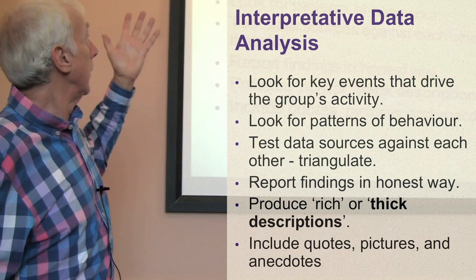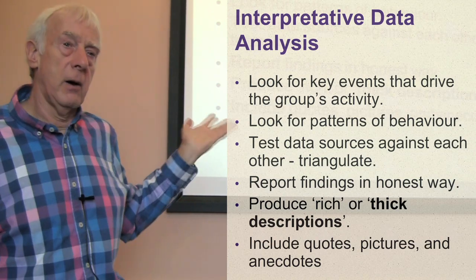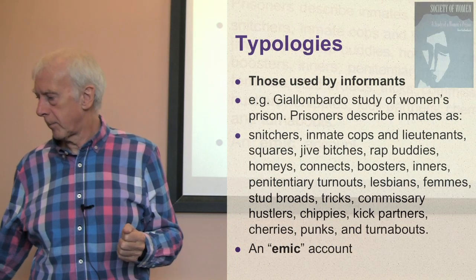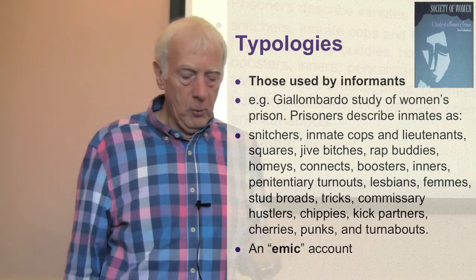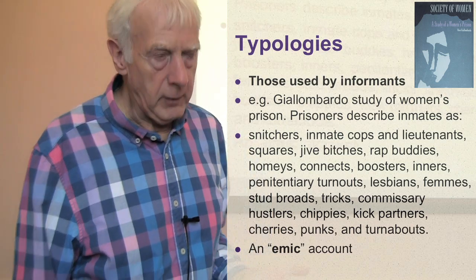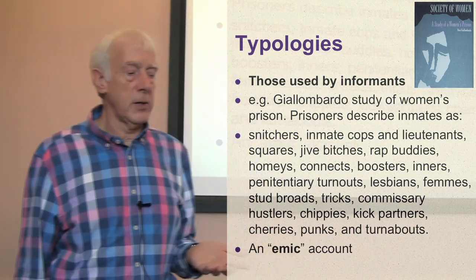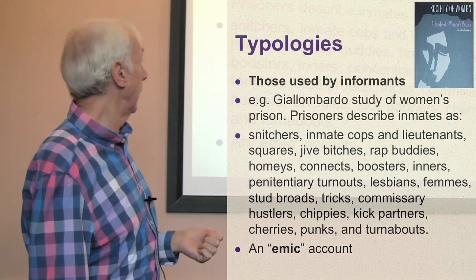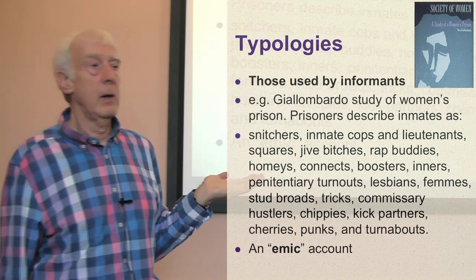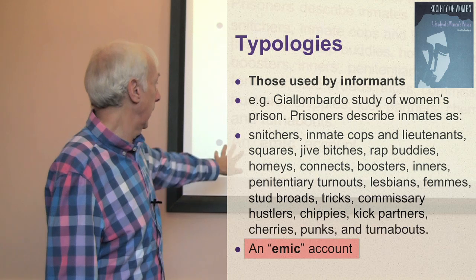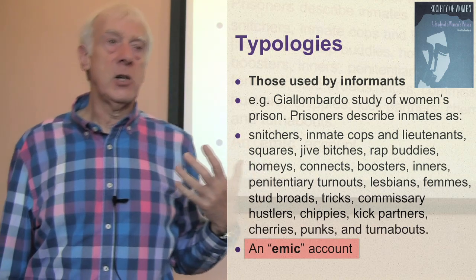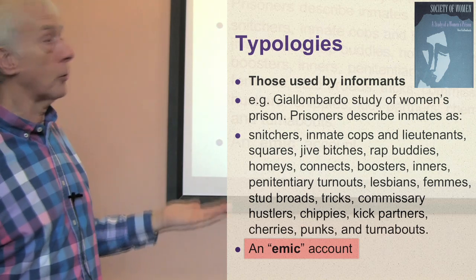Okay, so the point about this is to get this kind of detailed description of what's happening. A bit more about analysis. How can you analyse what's going on? Well, typologies is a common feature of such analyses, and there are two types of typology: the emic and the etic. This is an emic one. An emic means a typology coming from within the group you're studying.